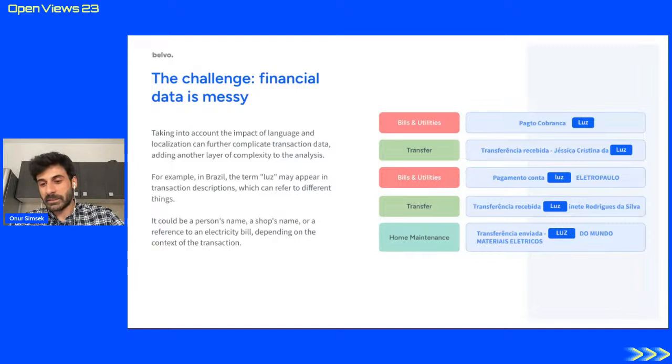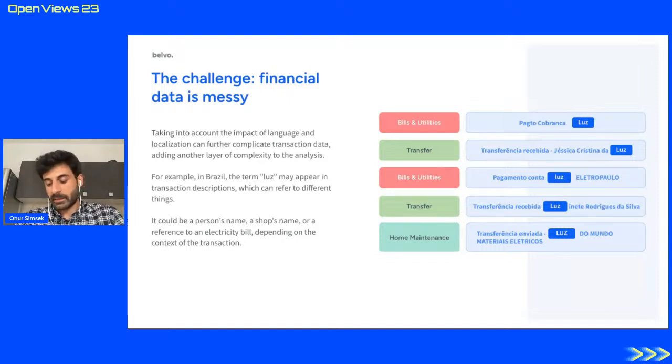So when you think about it, the second one was like a surname, the fourth one is a name. And the last one, you see Luz de Mundo, which is actually the name of the store. So it's actually home maintenance as a category. So when we think about all these options, it's becoming quite complex.